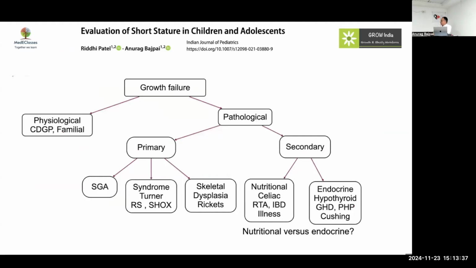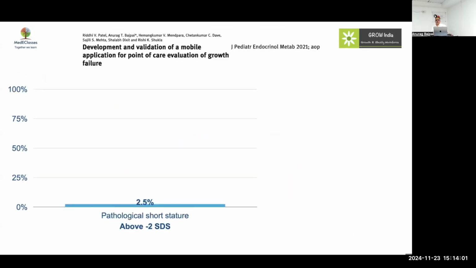The most important, of course, as we talked about, is physiological, which is constitutional delay of puberty and familial cause. Within pathological, we have the primary problems in the growth plate: SGA, Turner, skeletal dysplasia, or secondary problems in the form of nutrition or endocrine. So the 3 questions to answer: is it short stature? If it is short stature, is it physiological or pathological? And finally, primary or secondary.